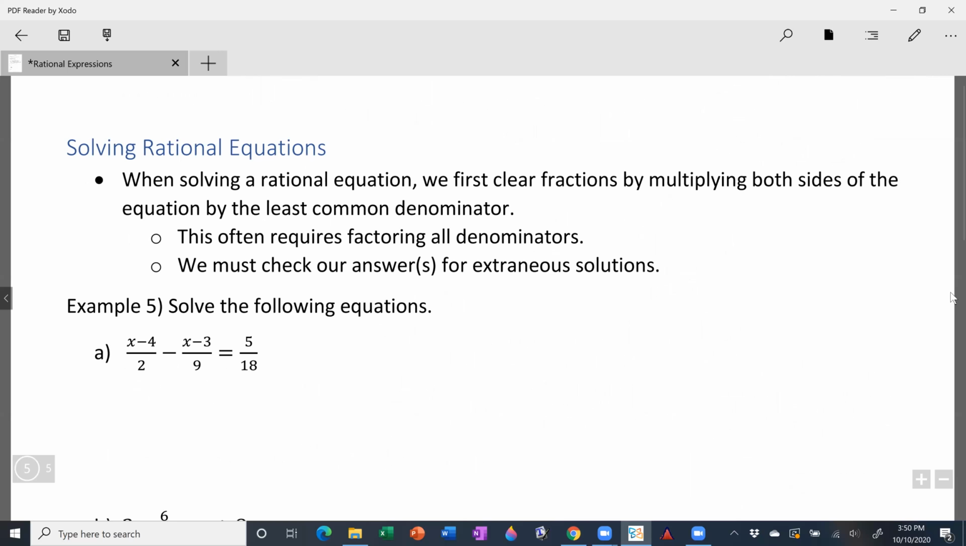Okay, I have one last page where we're going to solve some rational equations. So I'll make one last video and we'll finish off this topic.